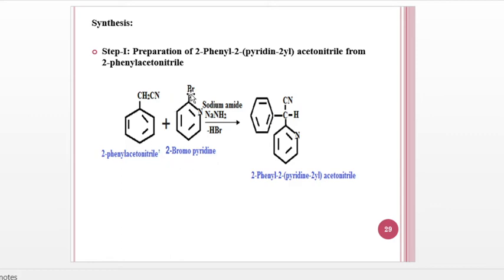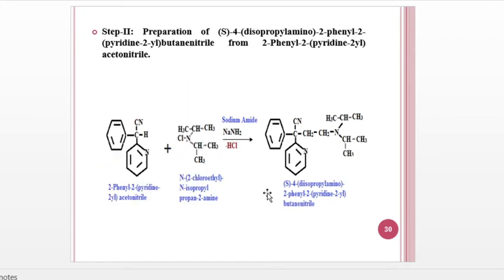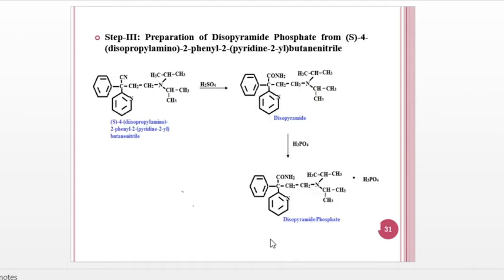The synthetic part. Step 1, preparation: phenylacetonitrile is treated with 2-bromopyridine in the presence of sodamide, forming 2-phenyl-2-pyridyl acetonitrile. Then in step 2, it is treated with N-(2-chloroethyl)-N-isopropylpropan-2-amine in the presence of sodamide, forming 4-diisopropylamino-2-phenyl-2-pyridyl butanenitrile. In the third step, the obtained product is treated under acidic conditions, forming disopyramide. Then we treat it with phosphoric acid, giving disopyramide phosphate. So this is the synthetic protocol for disopyramide phosphate.